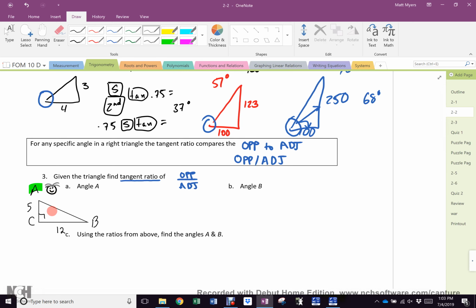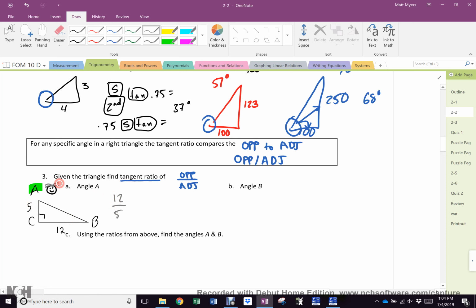What is opposite to me in this triangle right now? What number is there? 12. What is adjacent to me in this triangle? 5. Why did you not tell me it was the hypotenuse? Because the hypotenuse already has a name. He's the hypotenuse. Tangent only works with the legs. So the ratio is 12 over 5.